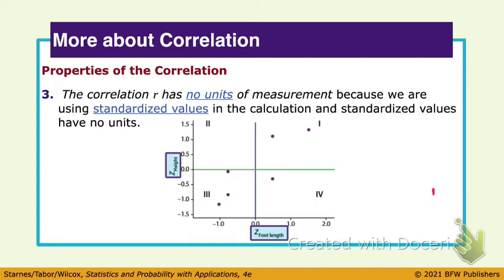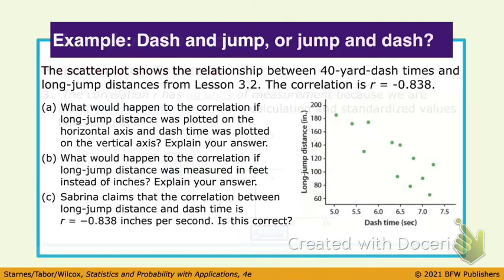All right, let's look at an example. The scatter plot shows the relationship between 40-yard dash times and long jump distances. The correlation is negative 0.838. Okay, just to refresh your memory, that would be a negative and a strong association. What would happen to the correlation if long jump was plotted on the horizontal axis and dash time was plotted on the vertical axis? What would happen? I'll give you a second to think about that.